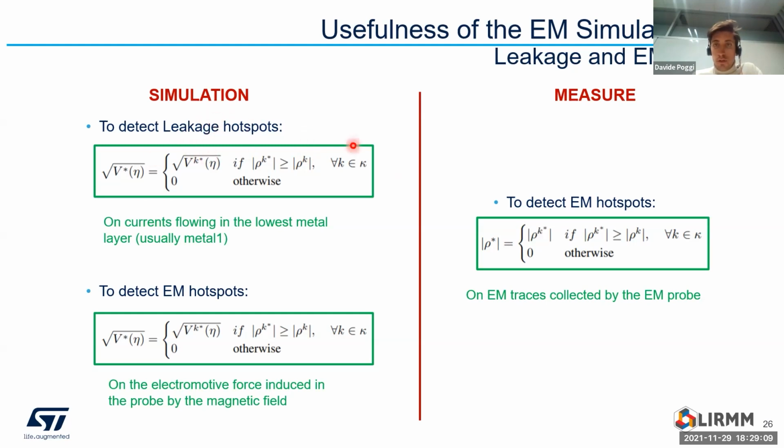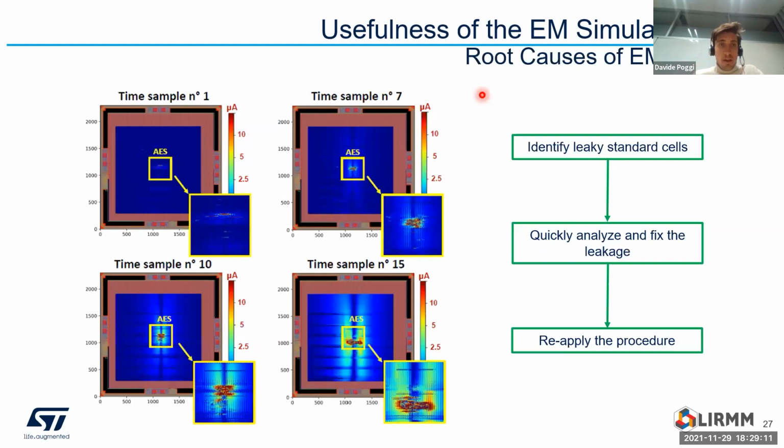So I would like to start from the identification of leakage hotspots, so the root causes of EM hotspots. In this slide, I show you 4 time samples of the simulation. What I did was to place about 100,000 probes with RedHawk on the metal one, on the lowest metal layer, in order to have a very good resolution. What we can see here, between time sample number 1 and number 7, is the appearance of the leakage here in the highlighted area.